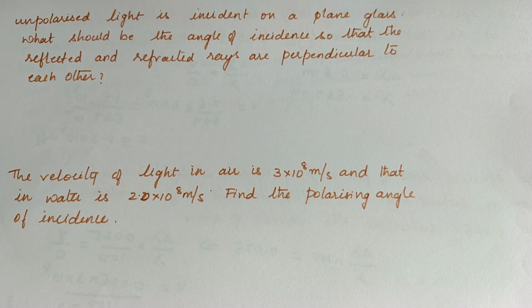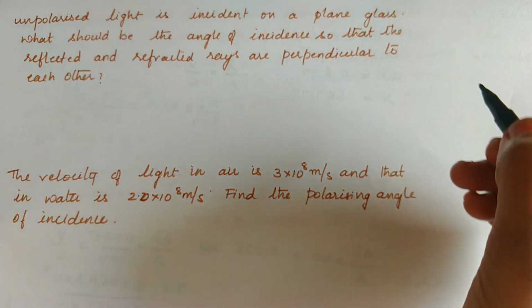Okay, these two questions are related to Brewster's law, polarization. The unpolarized light is incident on a plane glass. What should be the angle of incidence so that reflected and refracted rays are perpendicular to each other? So this is a conceptual question.